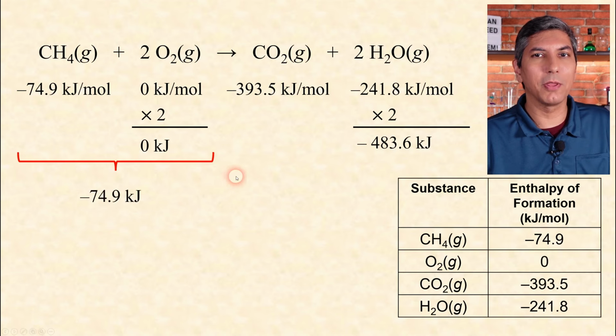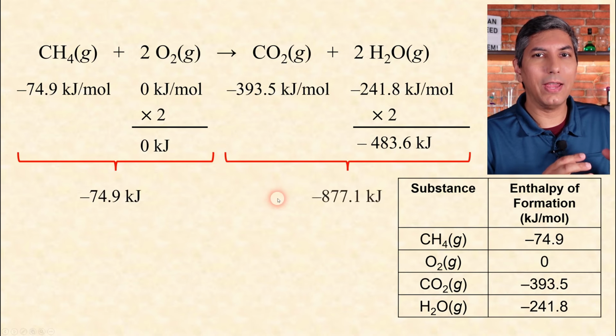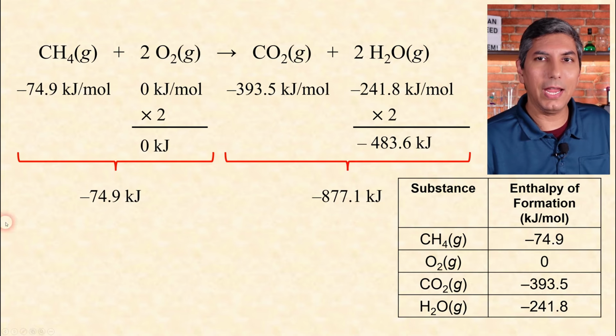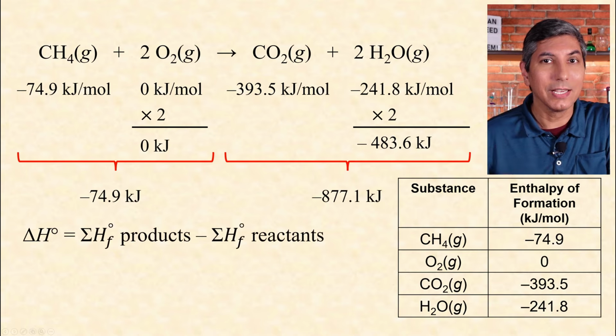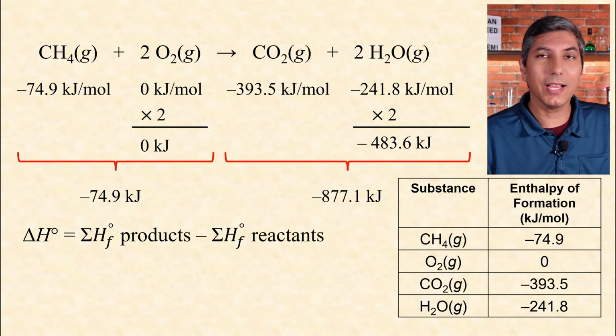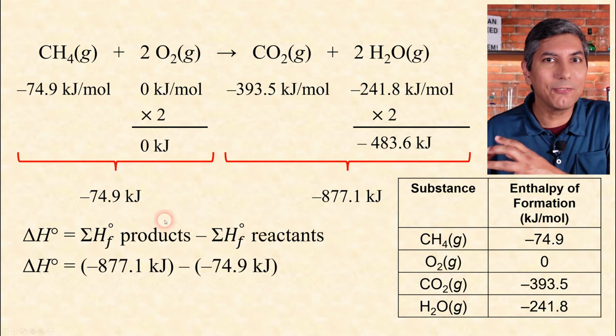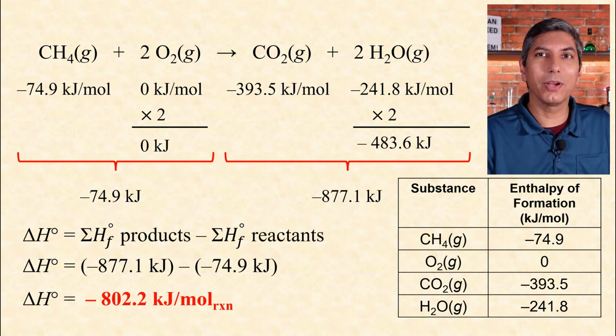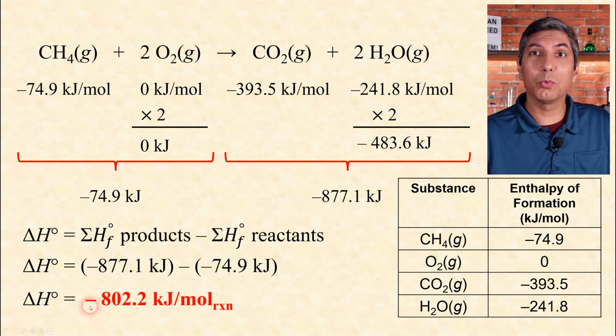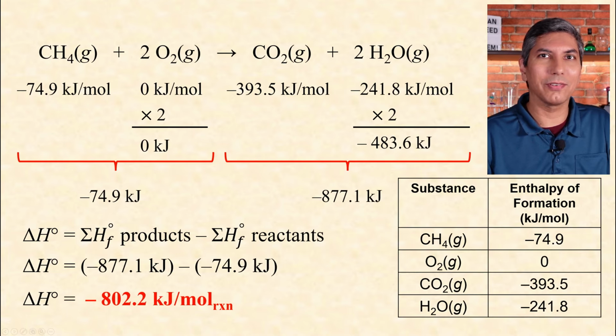The sum of the products is negative 877.1 kilojoules. And remember, delta H is found by taking the sum of the products minus the sum of the reactants. This is different from the last example. This time it's right side minus left side. When we subtract, we find that the delta H for this reaction is negative 802.2 kilojoules per mole of reaction. The negative sign tells us this is an exothermic process, which is what you'd expect from a combustion reaction.